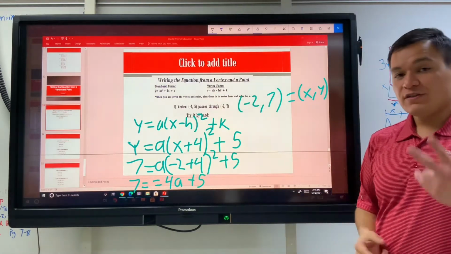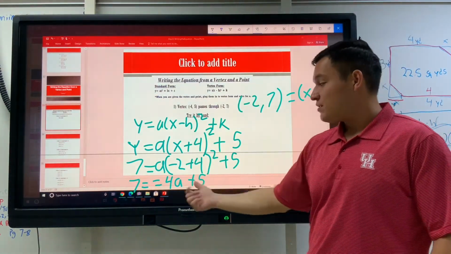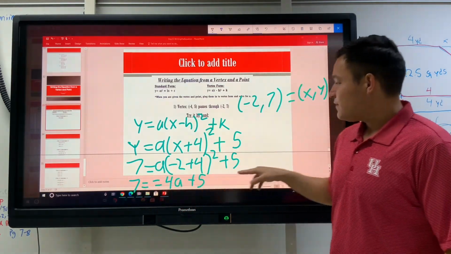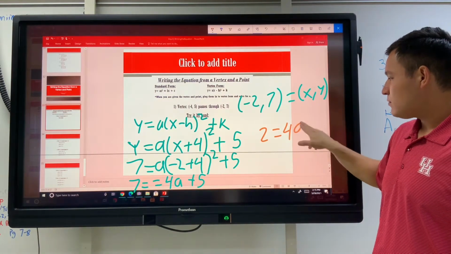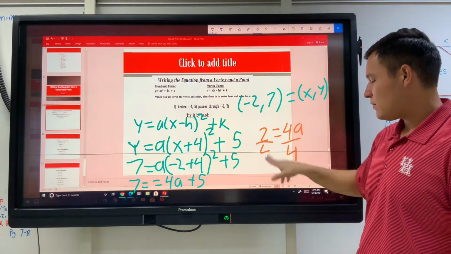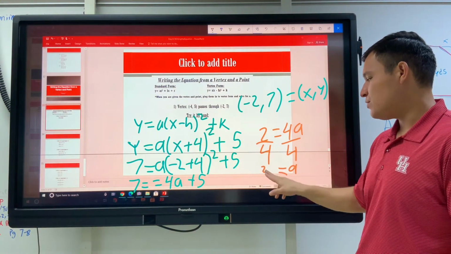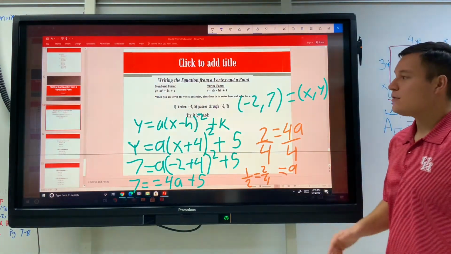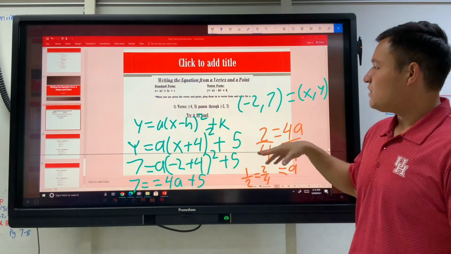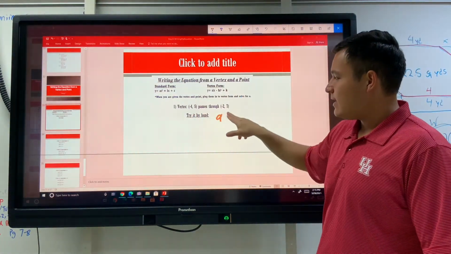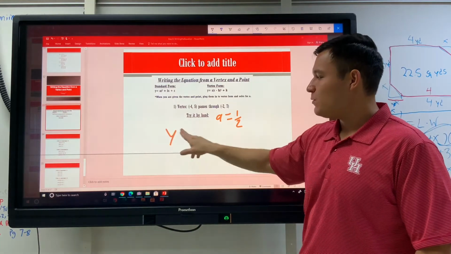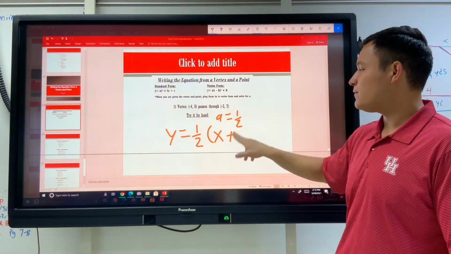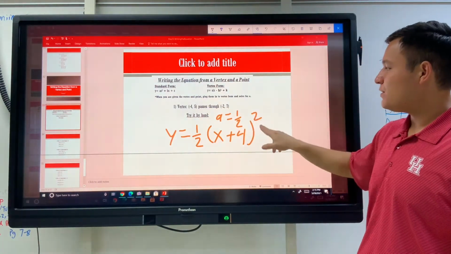And once you're here, we just got 2 steps to go to solve this equation. We're going to subtract the 5. 7 minus 5 will make 2. So if we have a 2 on the left equal to 4a, we're going to divide by the 4 and get that a equals 2 over 4, which is the same thing as 1/2. A equals 1/2. So the answer to this question is going to be, since a equals 1/2, y will be equal to, we're going to do the vertex form, 1/2 (x + 4), because we have the vertex, squared plus 5.